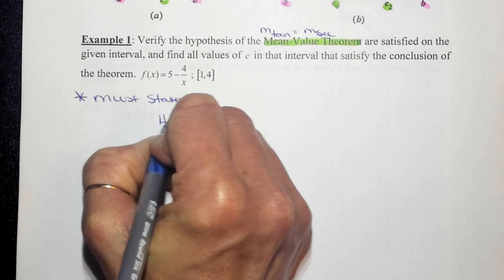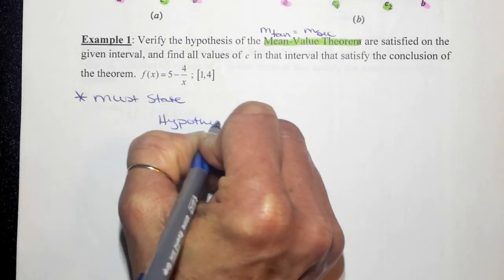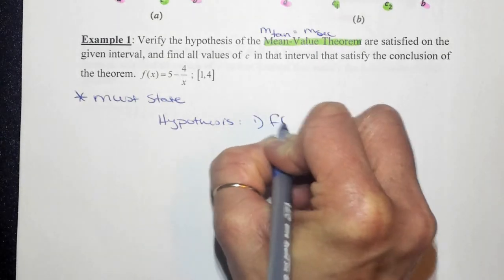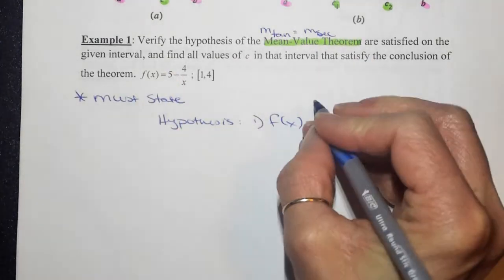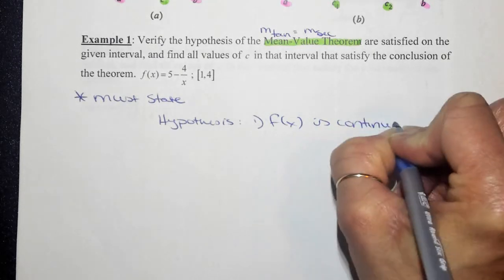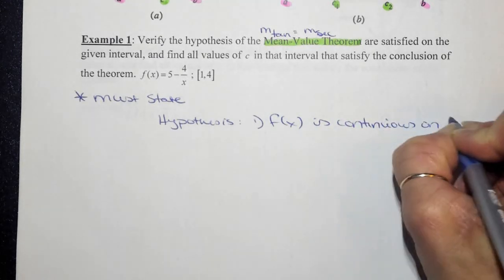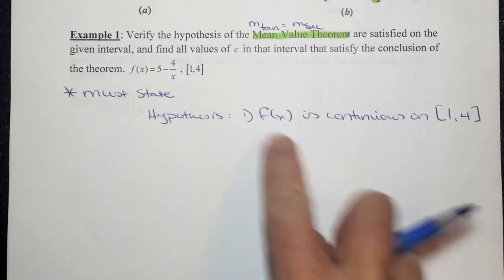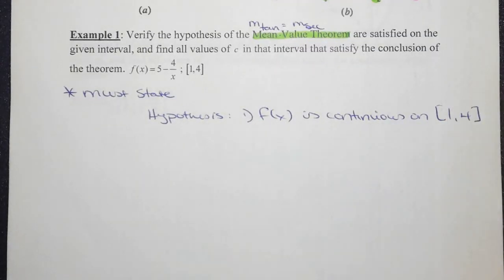First of all, in the hypothesis for the mean value theorem, we're going to state condition number 1: f of x, meaning this function, is continuous on the closed interval from 1 to 4. Okay, you have to state that. So we're saying that the function's continuous.